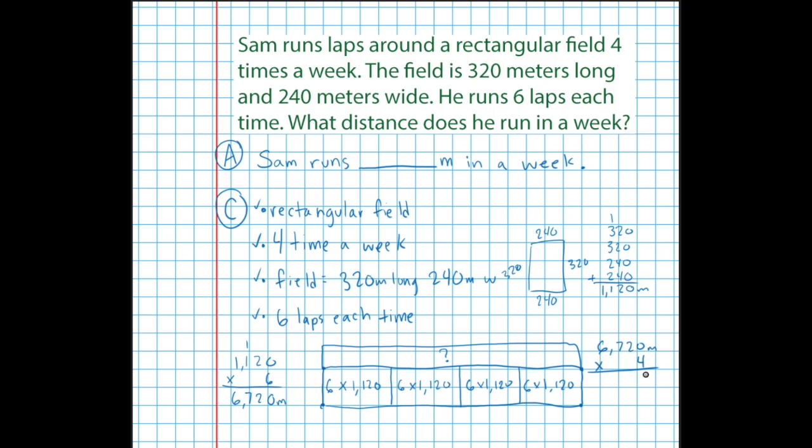So now let's look at here. 4 times 0, all right, got it. Times 2, okay. Times 7, okay, I'm going to carry my 2 there. 4 times 6, 24, 25, 26, all right. And there is my final answer. Sam ran 26,880 meters in a week.